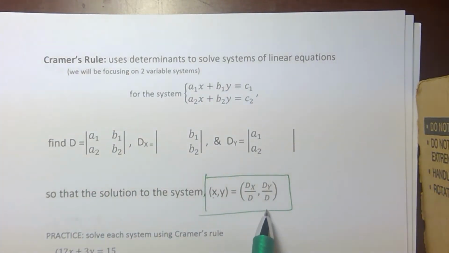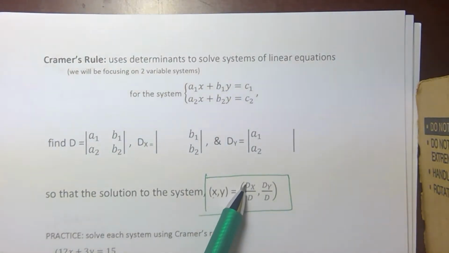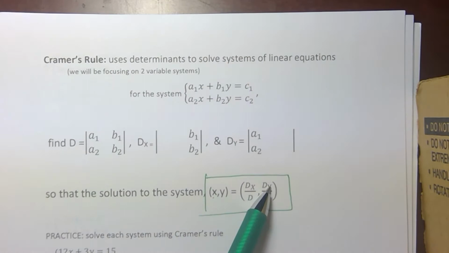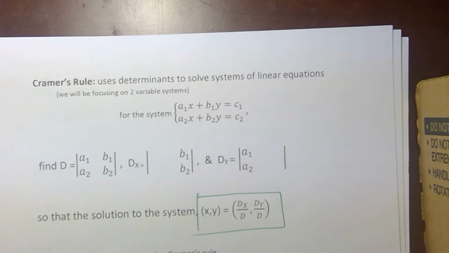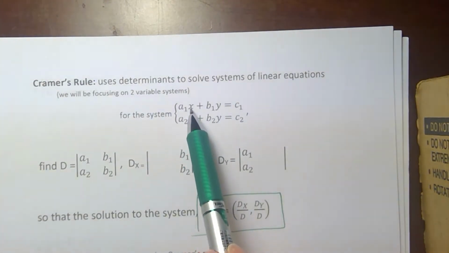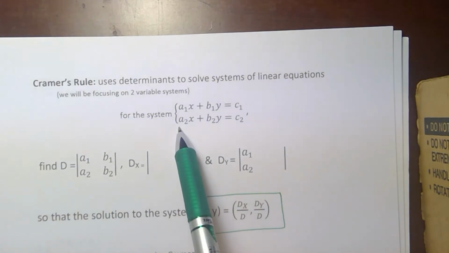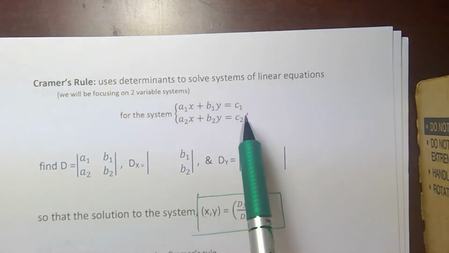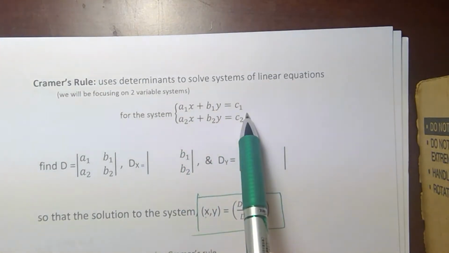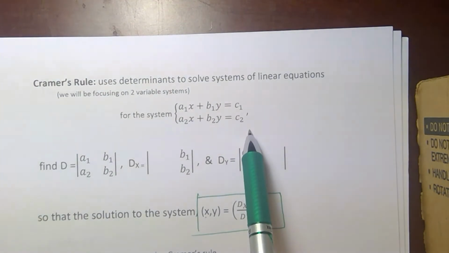So that when I put those together to give me my x and y coordinates, I have D sub x over D, D sub y over D. So that D sub x over D is my x coordinate, and D sub y over D is my y coordinate. Okay, so let's look at the system. I just have general terms here. So this tells you how we find those determinants. My coefficients on the x variables are a coefficients. My coefficients on the y variables are b, and my constants are c's. I have a first equation, so they're all sub 1, and I have a second equation that's all sub 2.